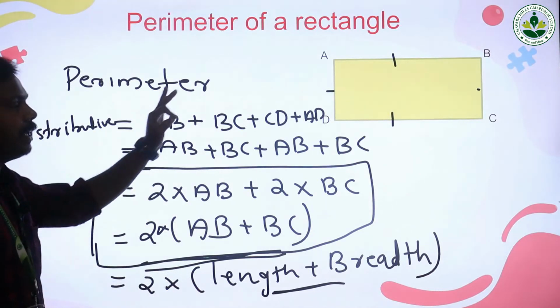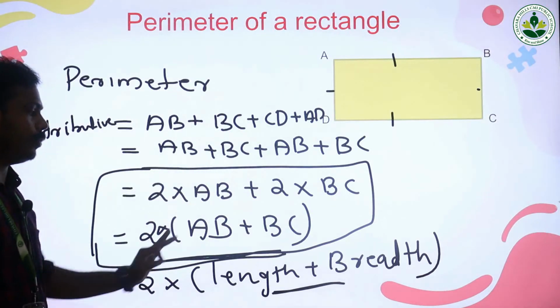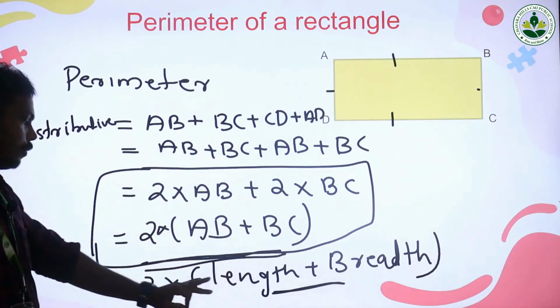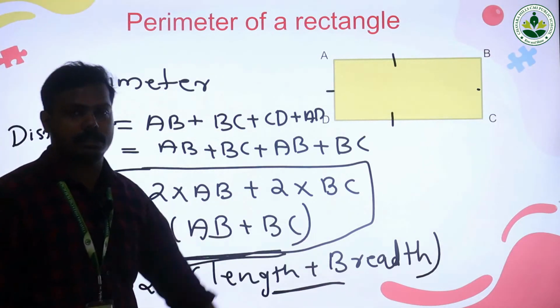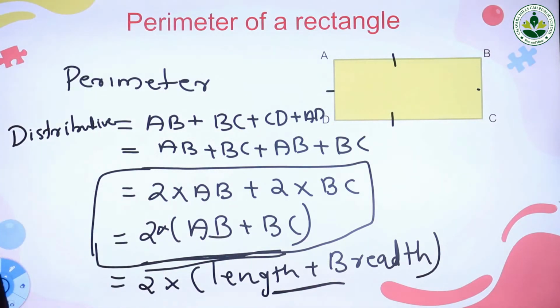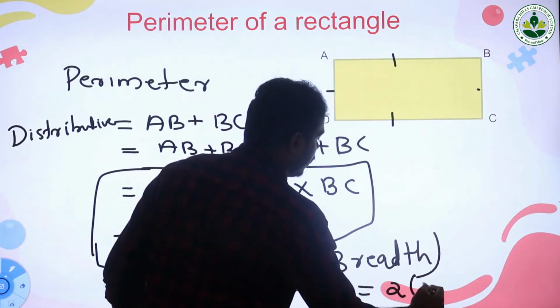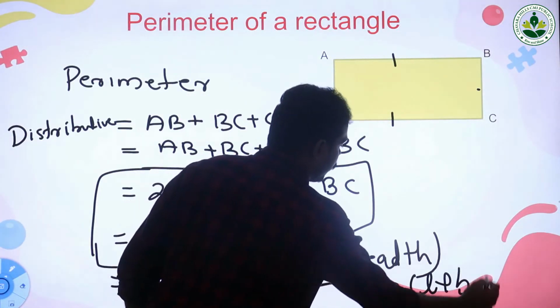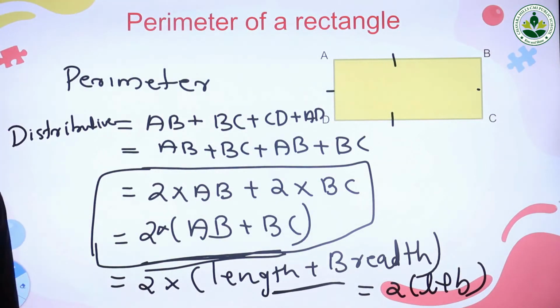That is the perimeter of a rectangle, 2 into length plus breadth. We can write the short form as 2 into L plus B, where L represents length and B represents breadth. 2 into L plus B, that is the perimeter of a rectangle. That formula we use to find the perimeter.